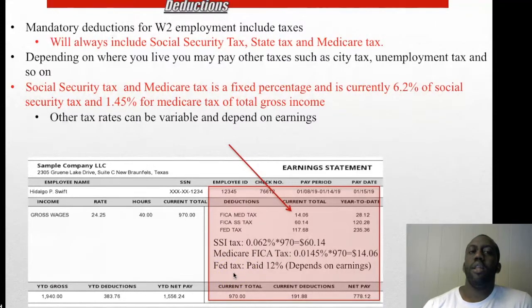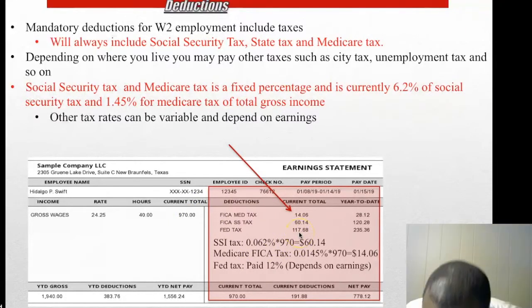In America, the tax system is progressive, and so depending on how much you earn, the tax percentage for federal income taxes could change. And so for this person, they paid a percentage that is 12% of their total gross earnings. So keep in mind that this percentage can change depending on your earnings. And so 12% of $970 equaled $117.68.